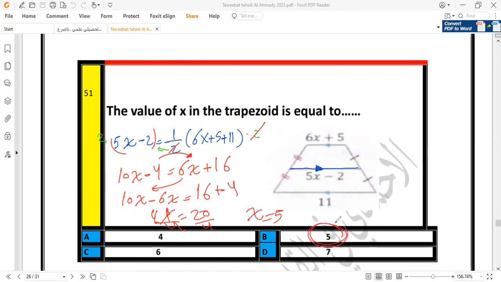How to check your answer? Here 6 times 5 is 30, plus 5 is 35. And here 5 times 5 is 25, minus 2 is 23. Here 11 plus 35, and then find half the sum. It's going to be 23. So the mid segment of the trapezoid equals half the sum of the two bases.